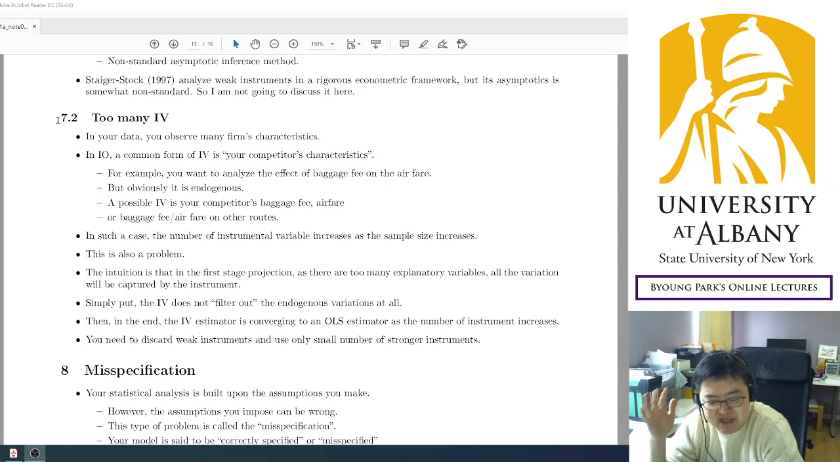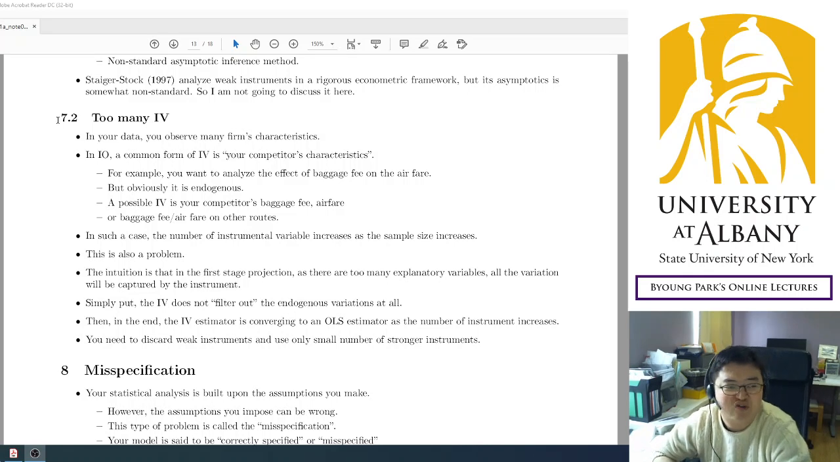But in some fields, finding an instrumental variable is not a big problem, but the problem is that you have too many of them. So having too many also causes another problem. It's kind of like the problem of being too rich. Everyone worries about being poor, but say Jeff Bezos may be worried that he's too rich, something like that.